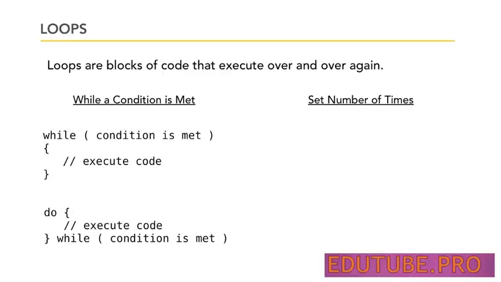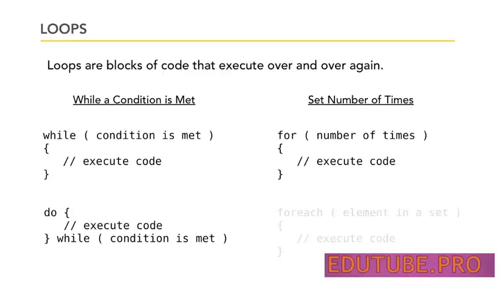For the set number of times case, there's the for loop. And the for loop executes a given number of times, and it runs the code that's inside the curly braces. A close relative of the for loop is the for each loop, but we're not going to cover that one in this particular movie because it has to do with something called enumeration, and we'll look at it a little bit later in the course. For now, we're going to concentrate on the while, do while, and for loops.